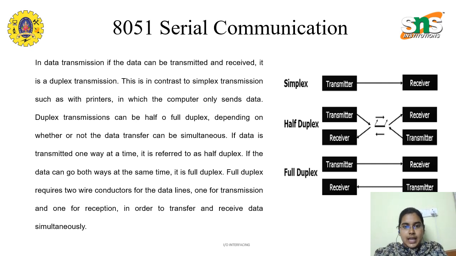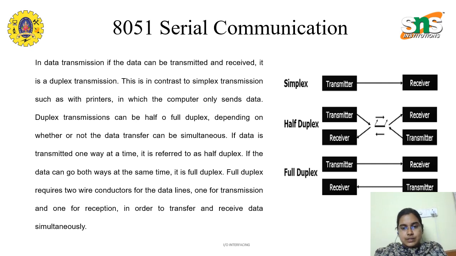Duplex transmissions can be half duplex or full duplex, depending upon whether the data transfer can be simultaneous. If the data is transmitted one way at a time, it is referred to as half duplex. If the data can go both ways at the same time, it is full duplex. Full duplex requires two wire conductors for the data lines, one for transmission and one for reception.